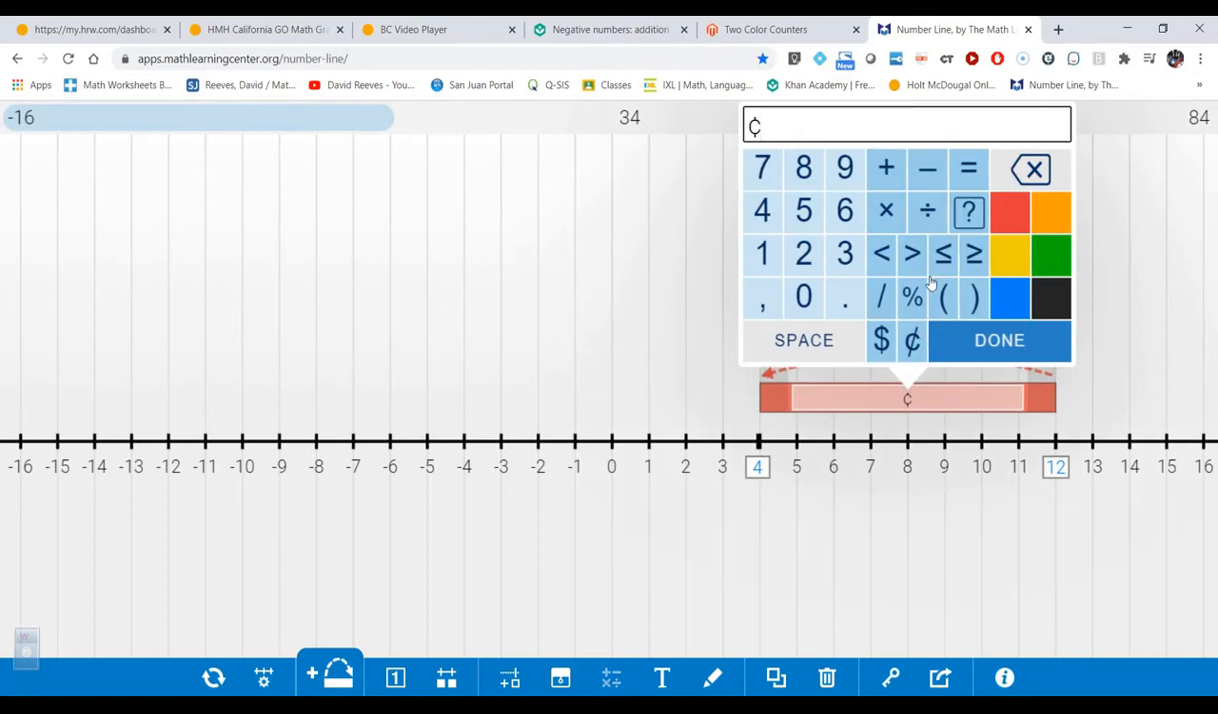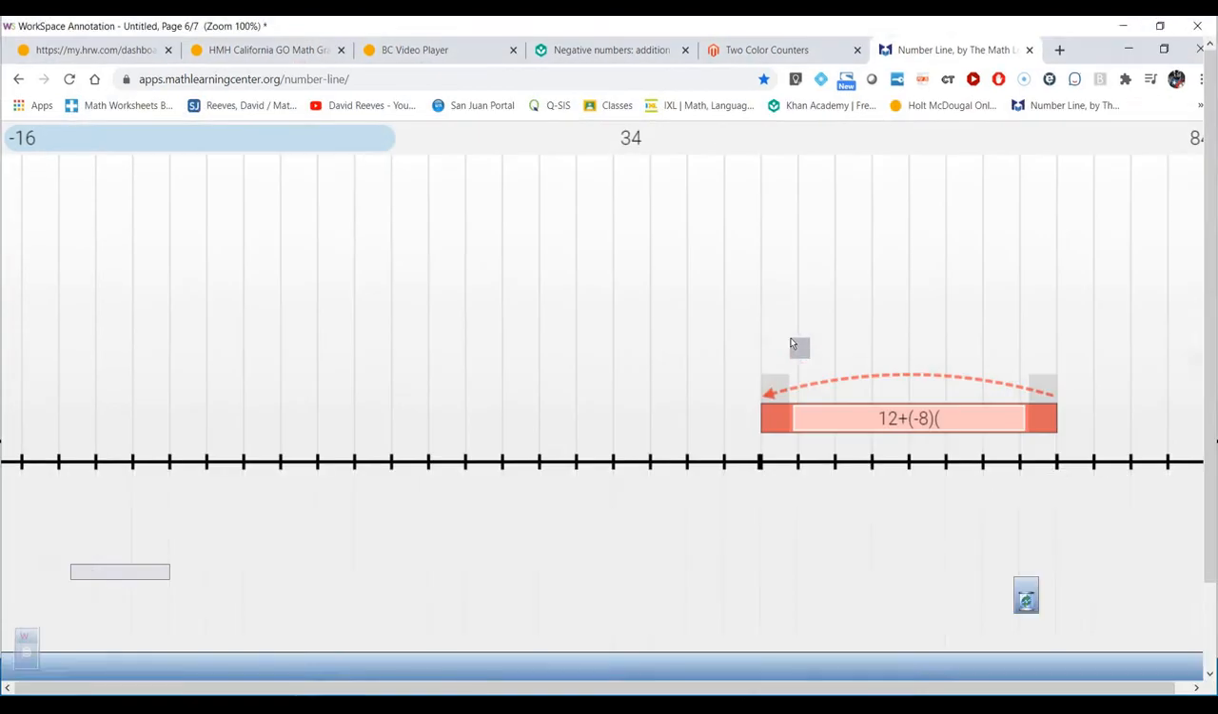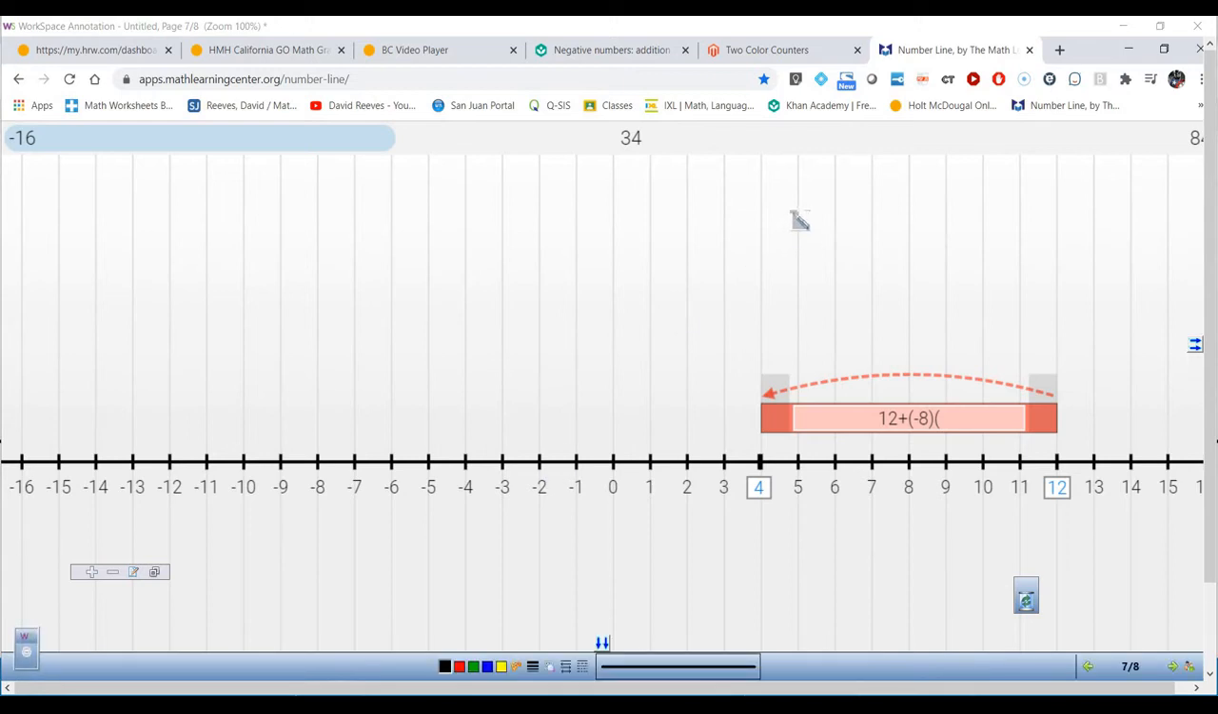What did we have? We had 12 plus negative 8. There we go. We got extra parentheses in there. Oh, well, we won't worry about it. All right, and what did we end up with? We ended up at 4. All right, so if we write this out, we had a positive 12 plus a negative 8, and we ended up at a positive 4.